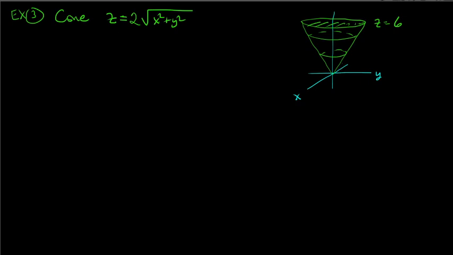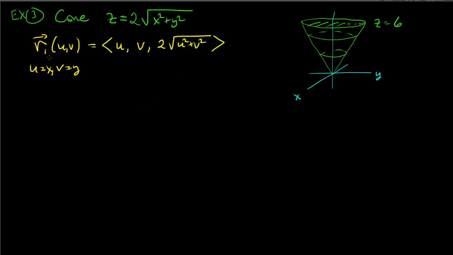So one parameterization, I should say, to express the cone is just to use u as x, v as y. And then the parameterization would just be u, v, and then 2 times the square root of u squared plus v squared. So you can always do that for a surface that can be represented as a function. And this one can. Remember, if we wanted the bottom half of the cone, that would no longer be a function. It would be 2 functions, because it fails the vertical line test.